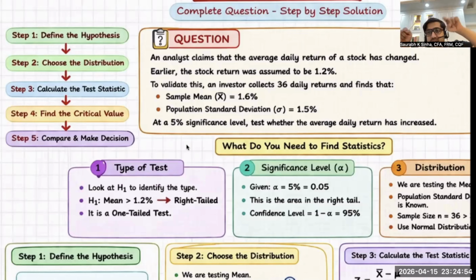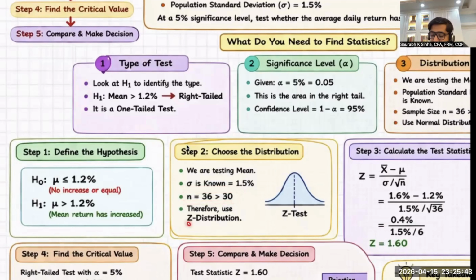We also discussed that if the population standard deviation is known and the sample size is greater than 30, we use Z distribution, or normal distribution. So it is going to be a normally distributed sampling distribution for the hypothesis testing. In the hypothesis testing, you will choose normal distribution. Perfect. I'm using normal distribution.